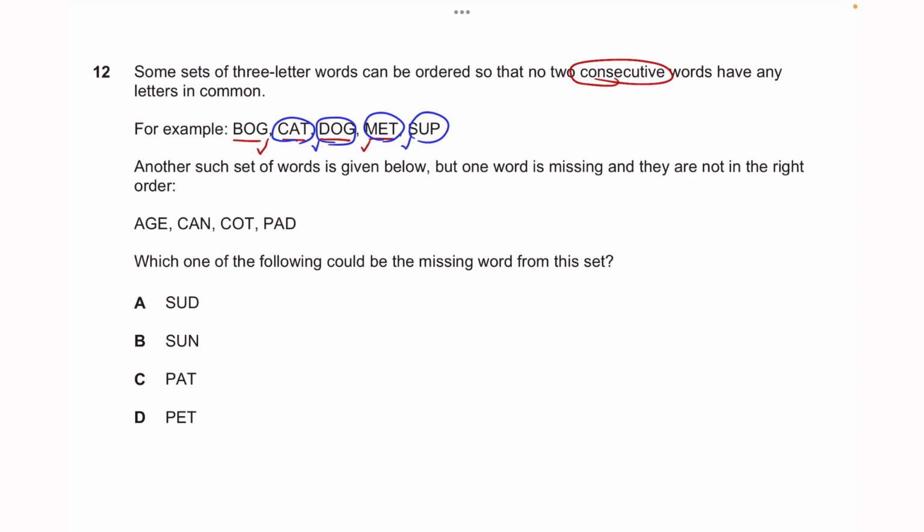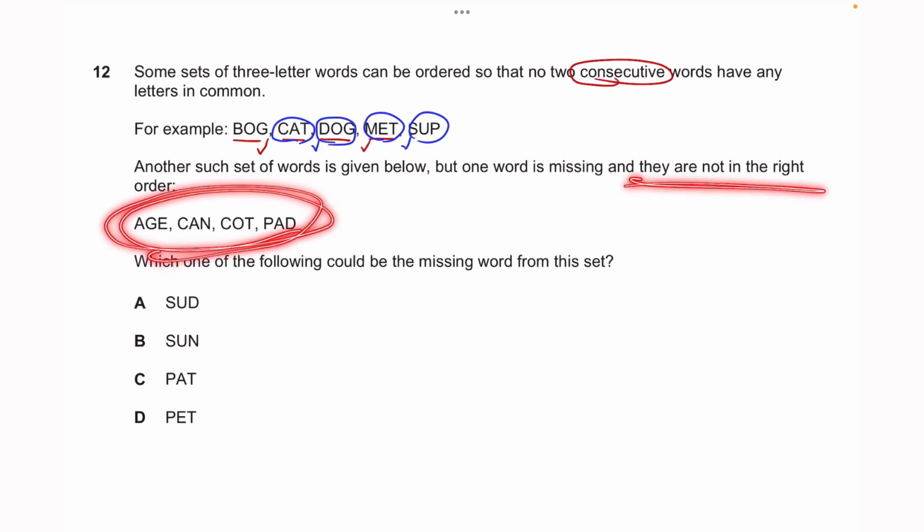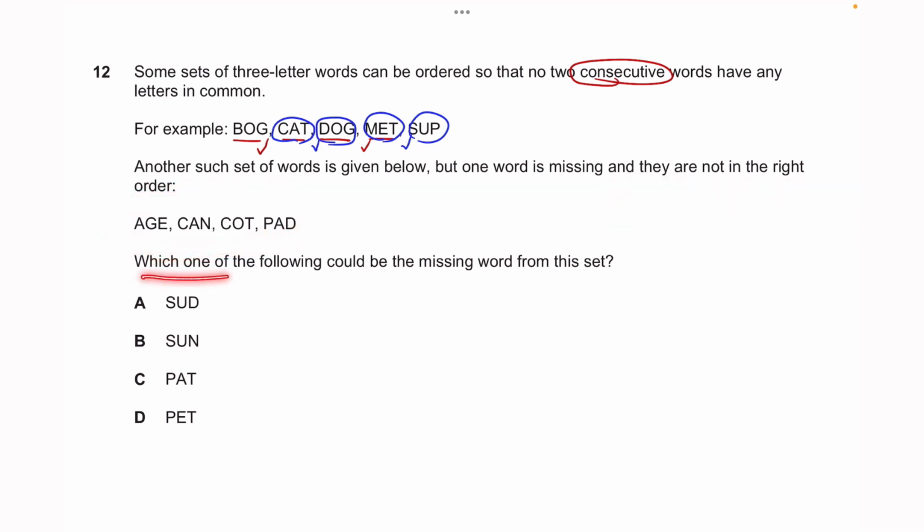And so following that same idea, we're given another set of words, and one word is missing because we've only got 4 here, and they're also not in the right order. We need to find out which one of the following could be the missing word from this set of 4 options, and to be able to do that, we actually need to identify what order this needs to be in first as well. So we know that there are 5 words in a set, so we're going to just write 1, 2, 3, 4, and 5. And we can see here that we're going to look at each word and see what the repeating letters are within each one.